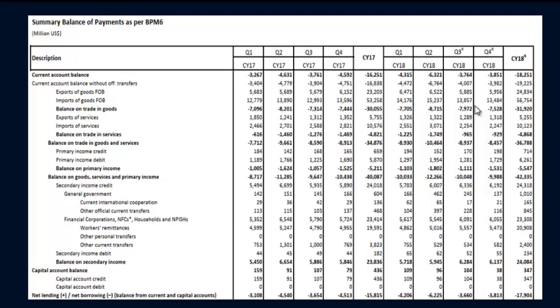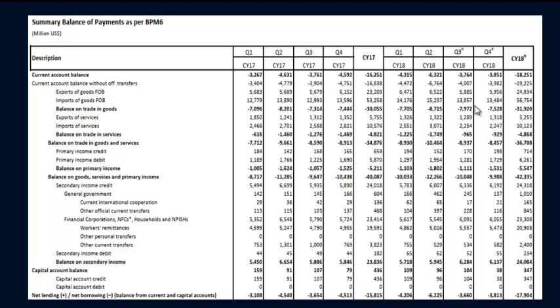FOB exports is 6152, which is about 23 billion dollars. Imports were 53 billion dollars. So there was a balance of payment deficit of 30 billion. Then we look at exports of services. That's 5 billion. Imports is 10 billion. There's another 4 billion deficit there. So total balance on trades in goods and services is about minus 35 billion.